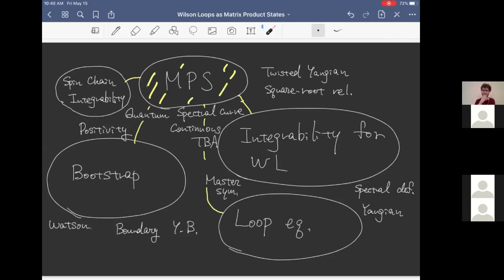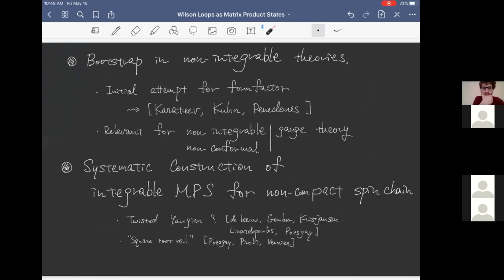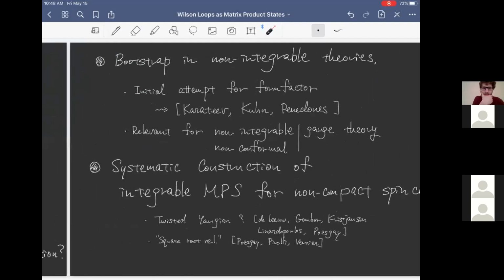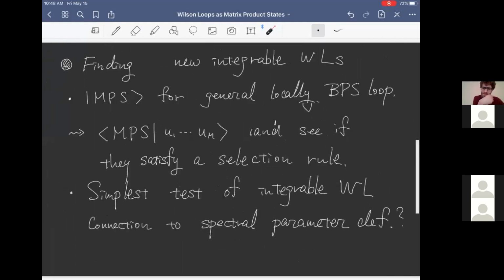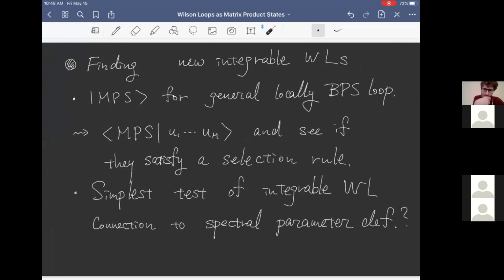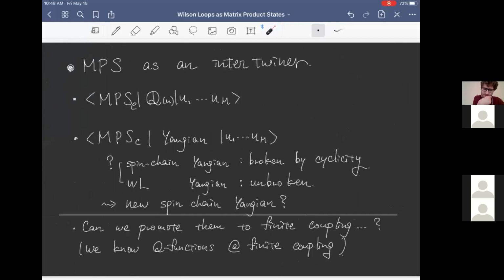Yeah, so I would like to ask a question about this Yangian symmetric chain that you're talking about. I probably missed it. The Wilson loop has an unbroken Yangian symmetry.